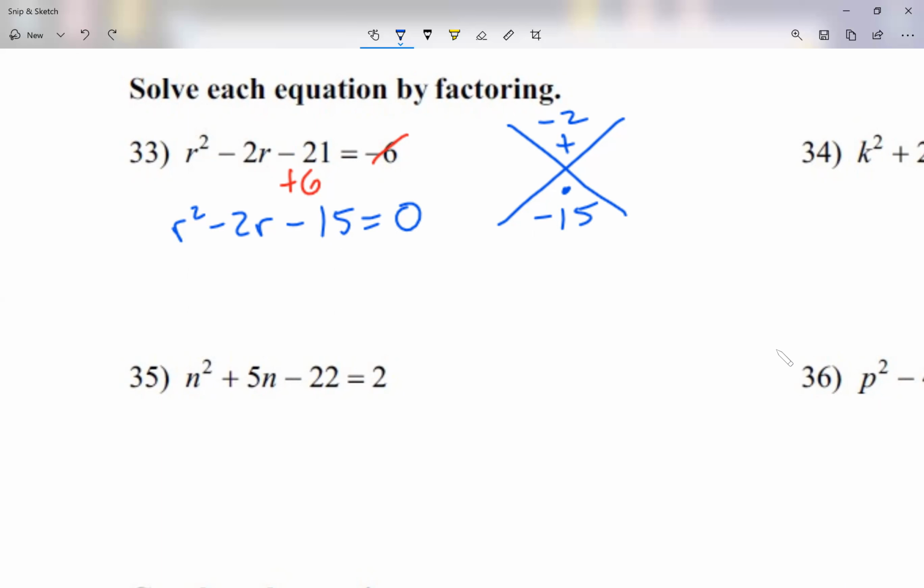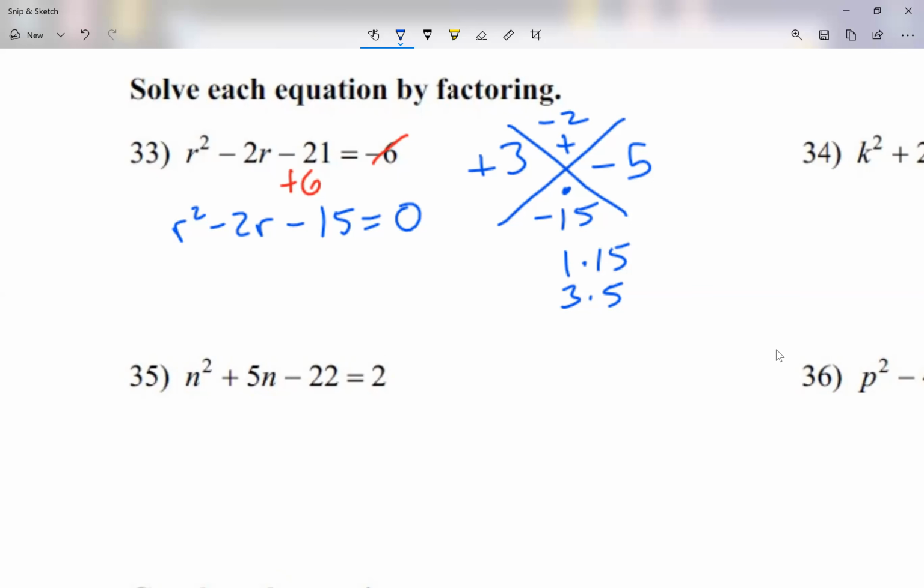Because they multiply to a negative, I know my signs are different. So let me think of all the factors of 15. 1 times 15, 3 times 5, right? I'm looking for the numbers that when I add them is equal to negative 2. When I add numbers with different signs, I basically subtract the values and keep the larger sign. I'm really looking at positive 3, negative 5, right? Positive 3, negative 5 multiplied equals negative 15, added equals negative 2.